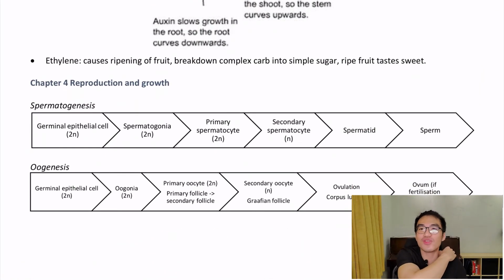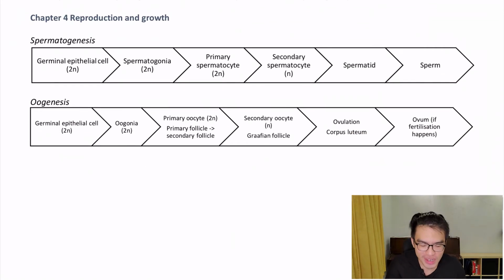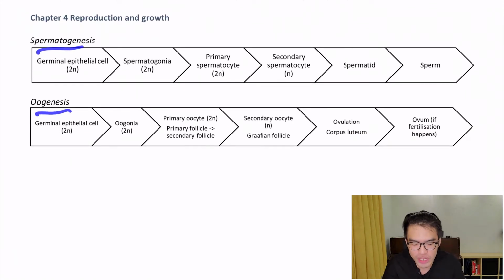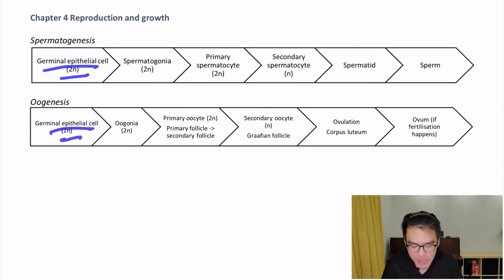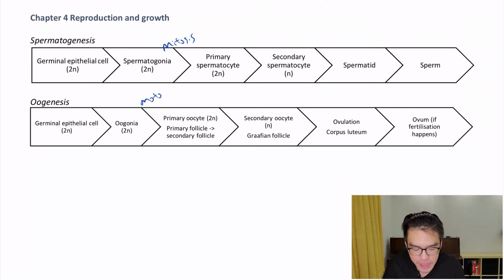Next, reproduction and growth. This is one of the most headache chapters. Okay, you have your spermatogenesis and oogenesis. If you look at them, they're really similar. Germinal epithelial cell. Can you see 2N here? It means they are diploid. They will grow into spermatogonia or oogonia. Diploid again. And then they will do mitosis. Why do mitosis here? This is to increase their number. So humans will increase their number first, and then they will go into primary spermatocyte or primary oocyte.